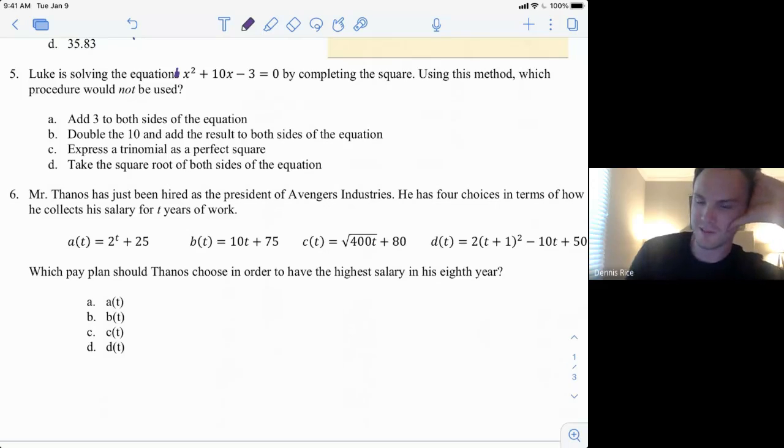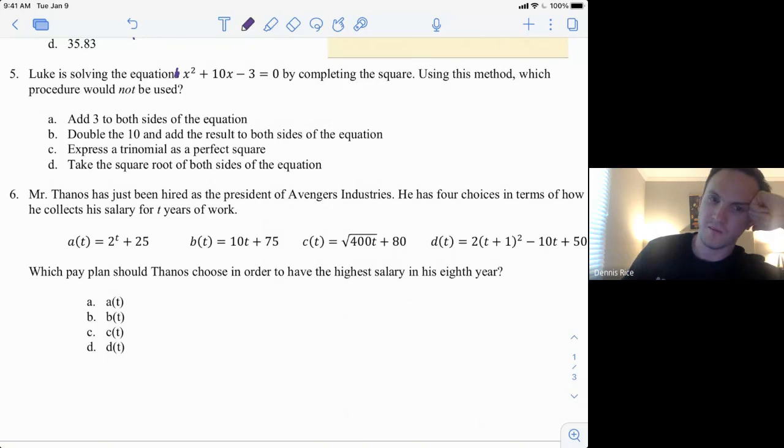All right, guys, type your answers for 5 in the chat. Yeah, what is B? We never do that. Double 10 and add it to both sides? No. Do we add 3 to both sides? Yeah. I like to get rid of the number, right?